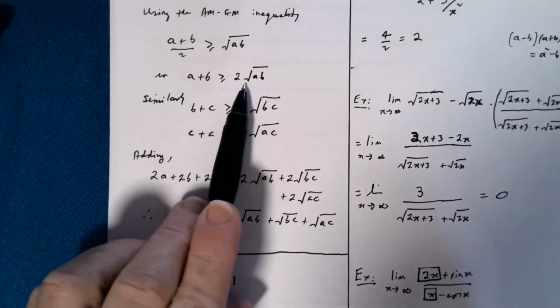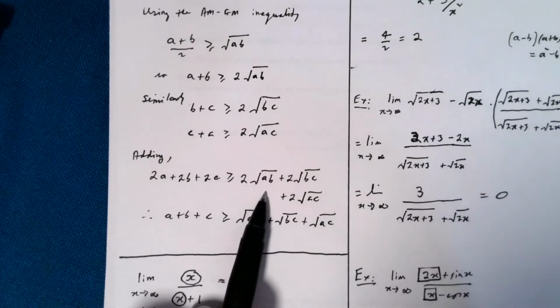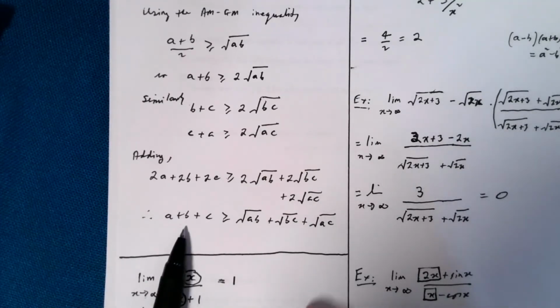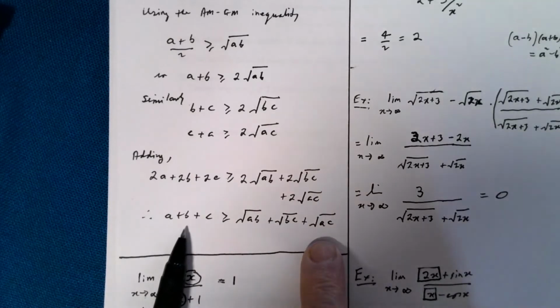And on the other side, I'm getting this plus this plus this. So I write that down. And now, of course, you look at that and say, well, I can divide everything through by 2. And so I do that, and there's the desired result. That's the result we were looking for.